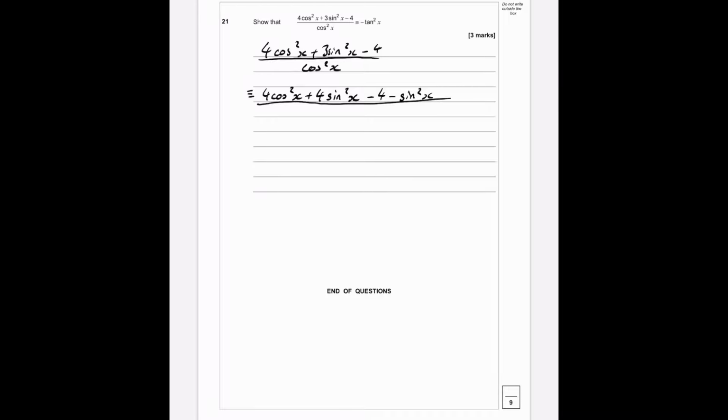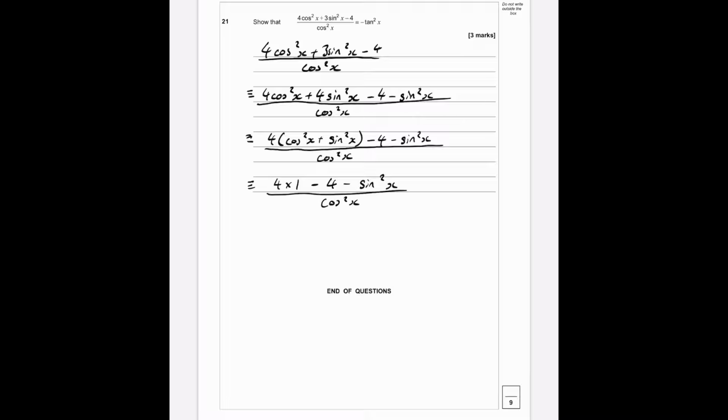So what I've just written there all over cos squared is exactly the same as the line above. However, it allows me to factorise 4 out of the first 2 parts, giving me 4 lots of cos squared x plus sine squared x. And then we can subtract the 4 and subtract the sine squared x that we introduced just now. That's quite nice because cos squared x plus sine squared x is 1. So we've got 4 lots of 1, and then subtract the 4, subtract the sine squared x. And 4 lots of 1 subtract 4 is, of course, 0.